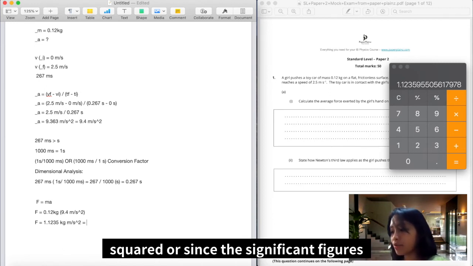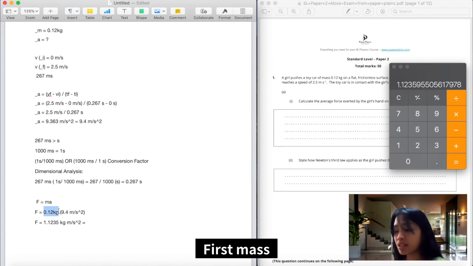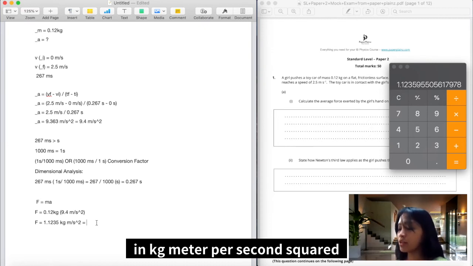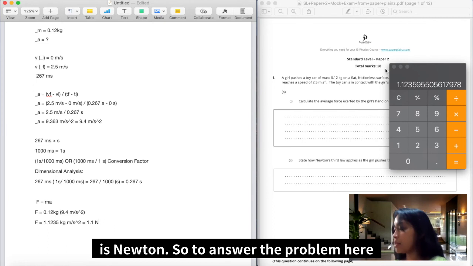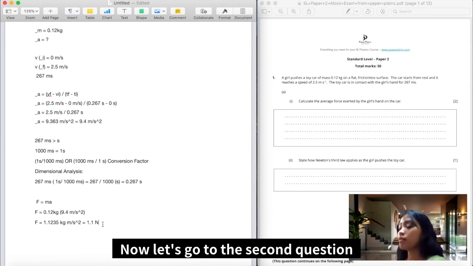Or, since the significant figures, let's count the significant figures of the given variables we used. For mass, it's 2 significant figures, and for acceleration, it's 2 significant figures. So I'm going to express the final answer in 2 significant figures, which is 1.1 kilogram meters per second squared, or the SI unit of force, Newtons. So to answer the problem here, the average force exerted by the girl's hand on the car is 1.1 Newtons. Let's go to the second question.